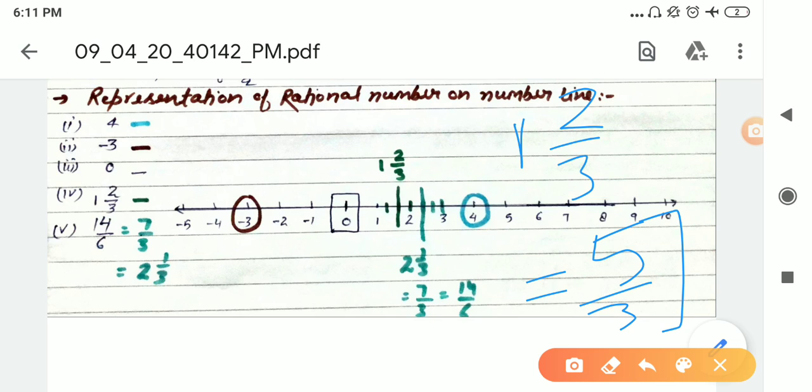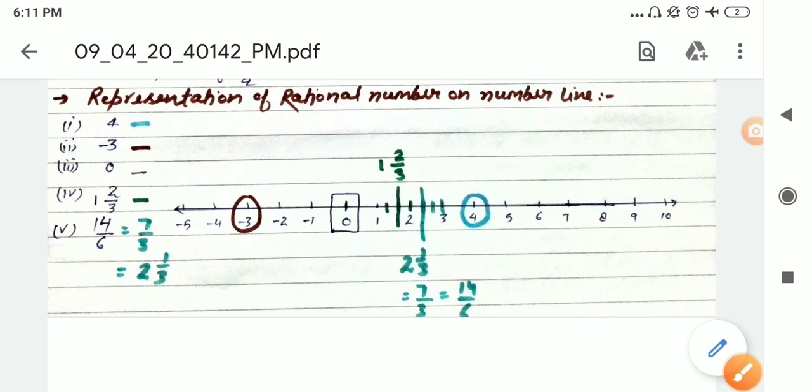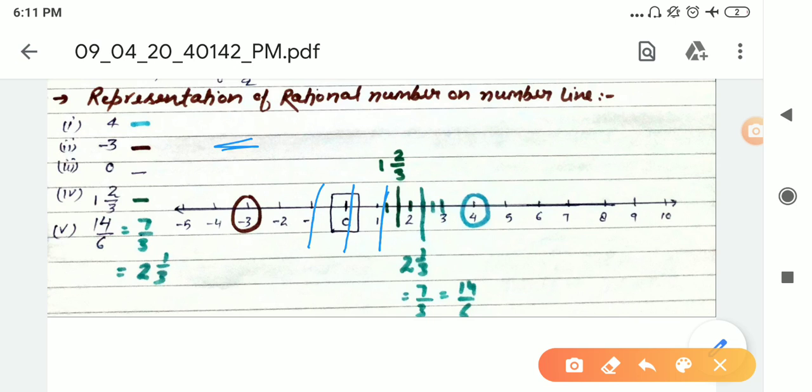So always remember, a proper fraction in the form of a rational number will always lie between 0 and 1 if it is a positive rational number, and if it is a negative rational number, it will lie between 0 and minus 1. Make sure I'm talking about proper fractions, and do not take the sign into account over here. The sign is just representing the condition that if it is negative, it will lie on the left side, and if it is positive, then it will lie on the right side of 0.